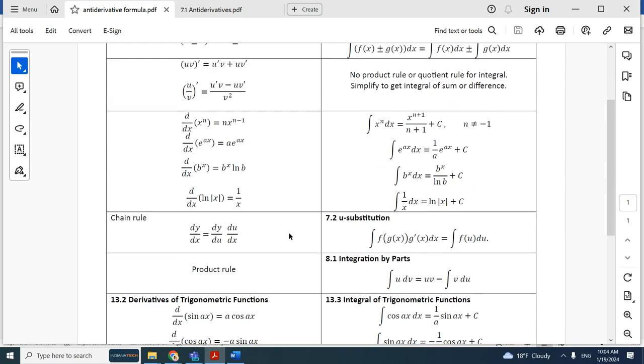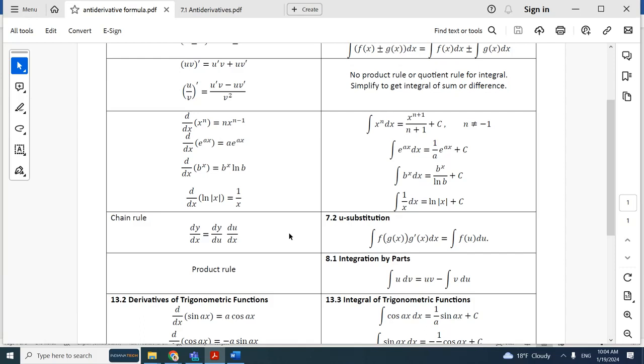Okay. And when we differentiate the exponential function e to the ax, because of the chain rule, it's e to the ax times the derivative of ax, which is actually a. Do you remember the chain rule? So when we differentiate, we multiply by a, and when we integrate, we divide by a. And then b to the x: when we take the derivative of b to the x, we multiply by ln of b, and when we integrate, we divide by ln of b.